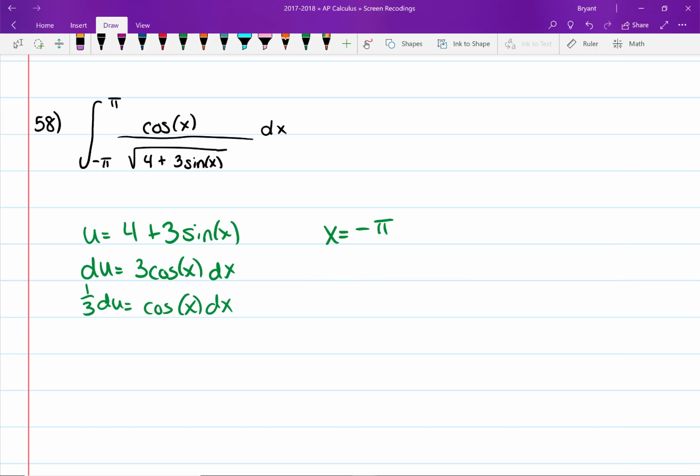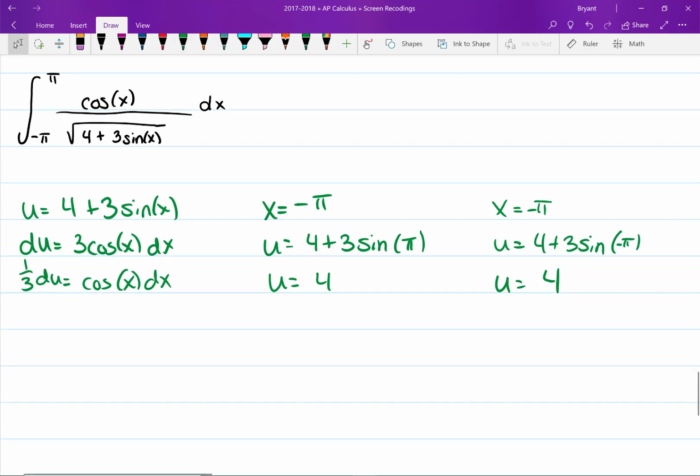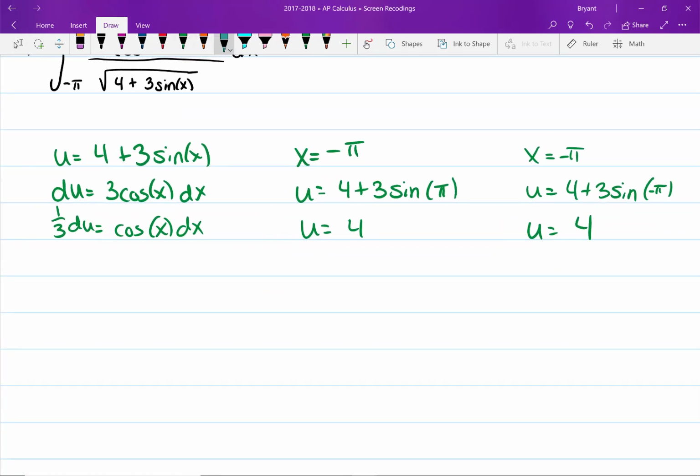If x is equal to negative pi, then u is equal to 4 plus 3 sine of negative pi. So you get u is equal to 4. If x is equal to pi, we get u is equal to 4 plus 3 sine of pi, and u is going to be equal to 4 as well. So we're going to rewrite it with the u sub, but something funny is going to happen. This becomes the integral from 4 to 4 of 1 over the square root of u times 1/3 du. Notice that these are the same, so it equals 0.